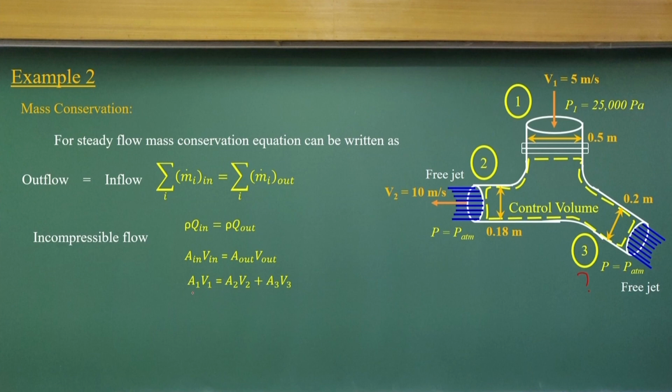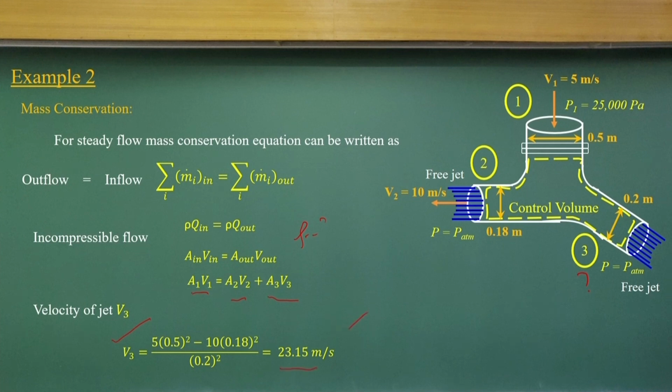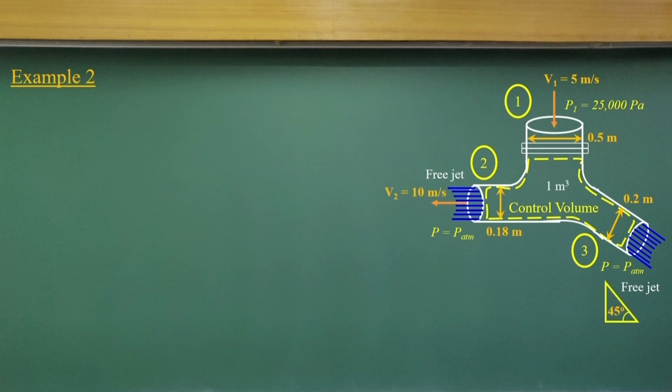So, we just apply this component of inflow and outflow, and this is what you will get. The density is constant, so we get A1 V1 is equal to A2 V2 plus A3 V3. V3 is unknown for us. Simply substituting the area and the velocity of V1 and V2, you can compute it. The velocity of the jet passing through section 3 will be 23.15 meters per second.